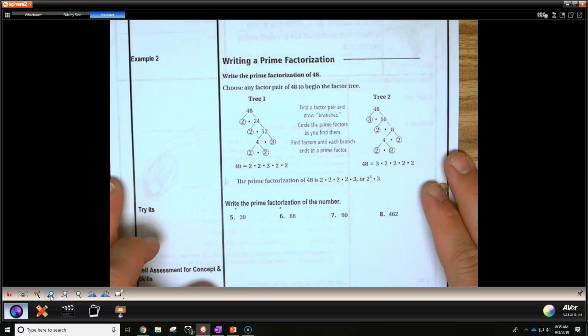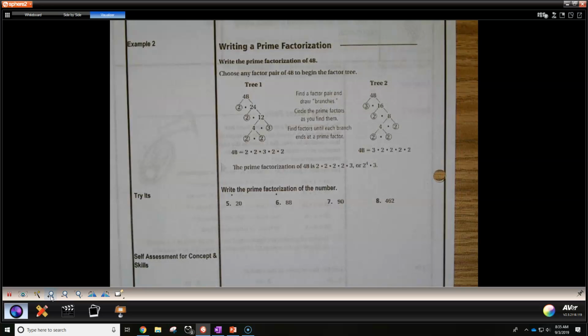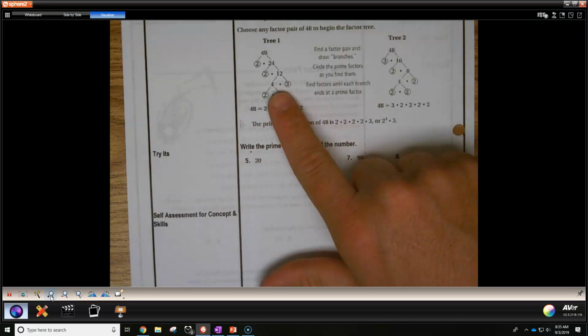We're going to go over this fairly quick. I do not think you'll have trouble with it. We did this very well in our exploration. Writing prime factorization. What is the prime factorization of 48? That is going to be one of your questions on your homework. Pay attention to tree number 1.